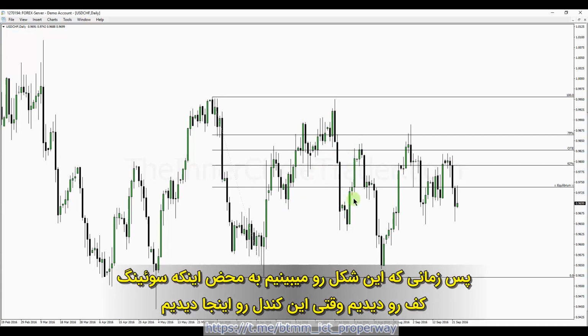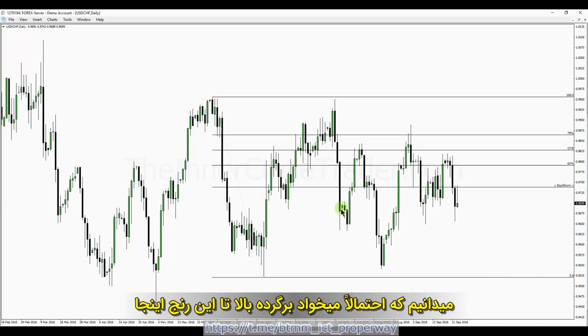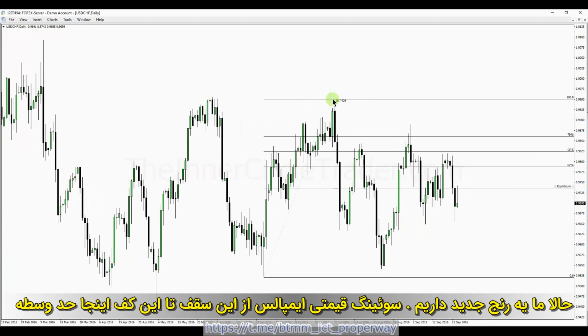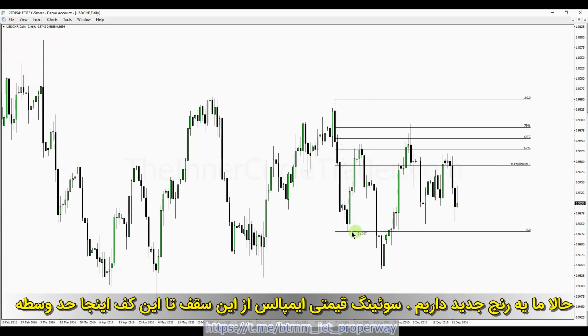So while we're watching this form, as soon as we see a swing low form, this candle here, we know they're probably going to want to run back up into this range here. Now we have a new range. The impulse price swing is this high down to this low.